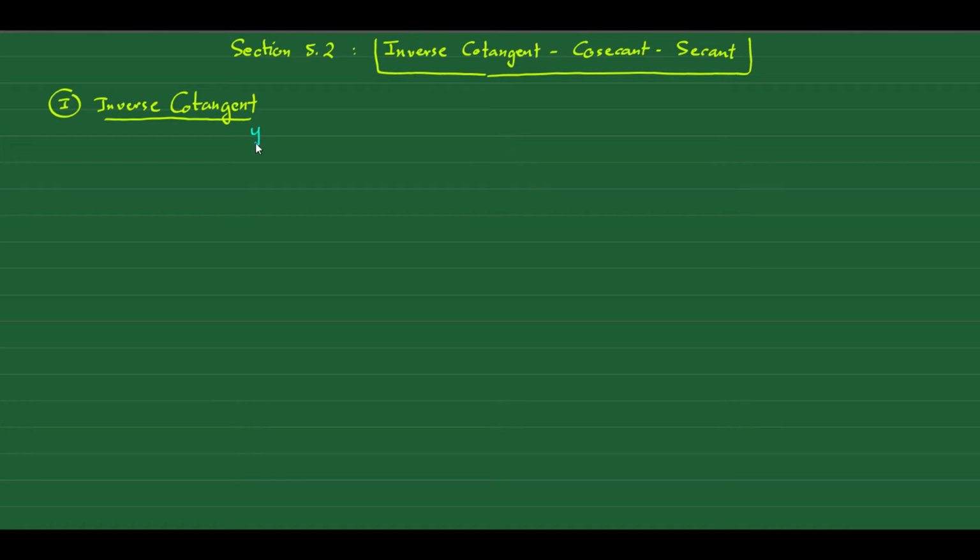We start with cotangent. So we know that y equals cotangent of x, and we swap it, and we get y equals inverse cotangent of x, or we can call it arc cotangent of x. This is the notation for inverse cotangent, and as I said, we have to start from the cotangent function.